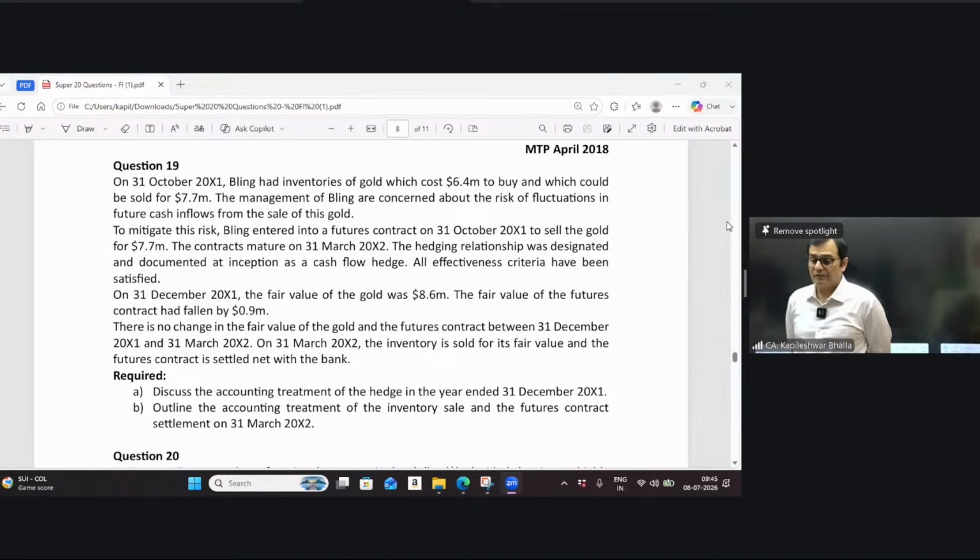Then it says at the end of the year, the fair value of the gold is given, and the fair value of the futures has gone down by 0.9 million. There is no change in the fair value of the gold and the futures contract between December and March X2. And then the inventory is sold at fair value, and the futures contract is settled with the bank net. Discuss the accounting treatment for the year ended December X1 and the treatment of the sale of inventory and the futures contract on March X2.